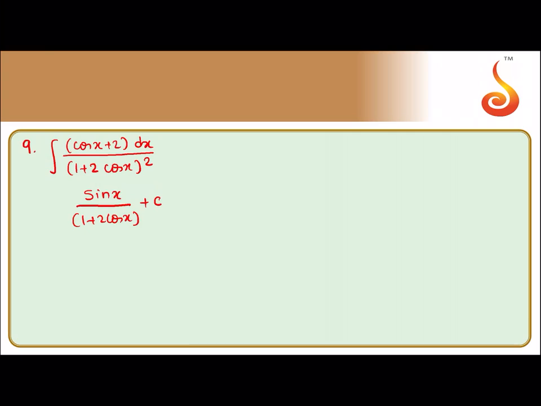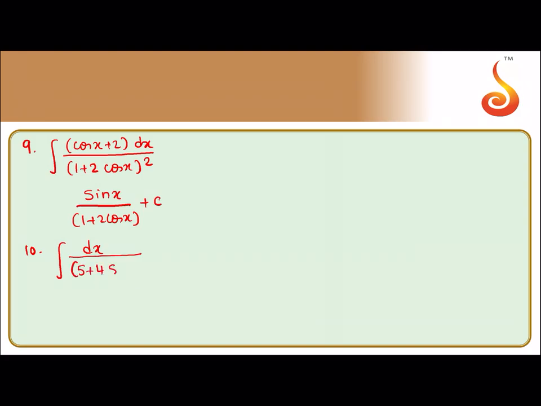Please try on your own, because you have to use the same concept, and you will get sin x by 1 plus 2 cos x. Same concept, this is 1, 2, 1, 2 is given to you. So you have to divide by, obviously, sin square x, numerator and denominator.